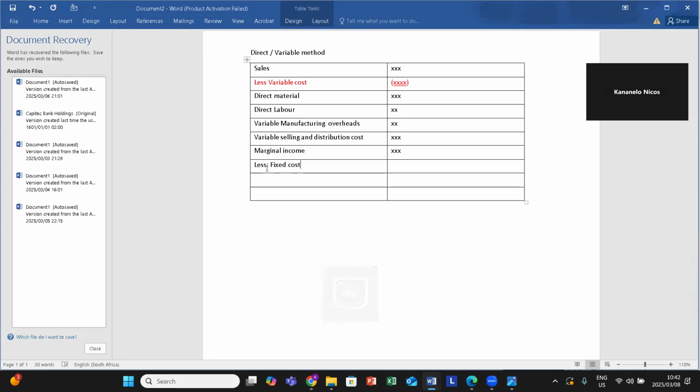And then your fixed cost, you have two types. The one of manufacturing fixed cost. And then lastly, you have your selling and distribution. And then you record the respective amount there and also here. And then after that, you say your fixed manufacturing overheads plus the one for selling and distribution.